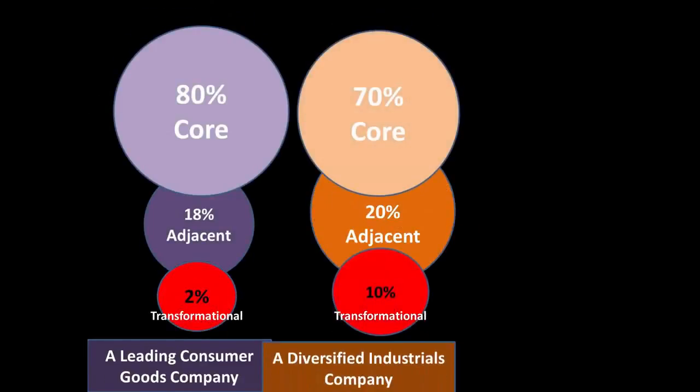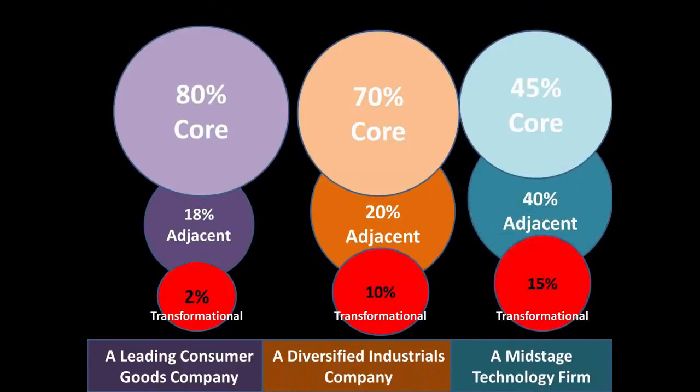Now, different industries might have different mixes. So if you're looking at a consumer goods company, perhaps Procter & Gamble, we might see 80% of that R&D budget going into core innovation projects and only 2% in transformational. Now, if we go to a mid-stage technology firm, because in technology the product life cycle is severely compressed, because in the technology industry a product can become rapidly obsolete. In that industry, we might see only 45% of the R&D budget in core innovation projects, and yet 40 and then 15% in adjacent and transformational innovation projects, respectively.